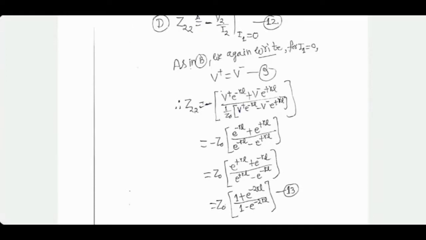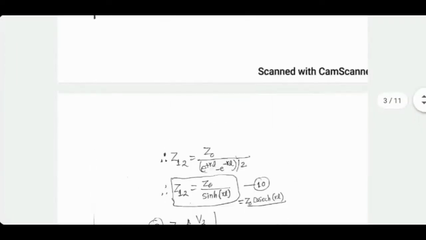Minus V plus e to the power minus gamma L plus V minus e to the power plus gamma L, 1 upon, yeah, that's correct. So Z0 comes out, minus sign remains. I get e to the power minus gamma L plus e to the power plus gamma L, over e to the power minus gamma L minus e to the power plus gamma L. And this result simplifies to exactly what we got for Z11. You can double check this.